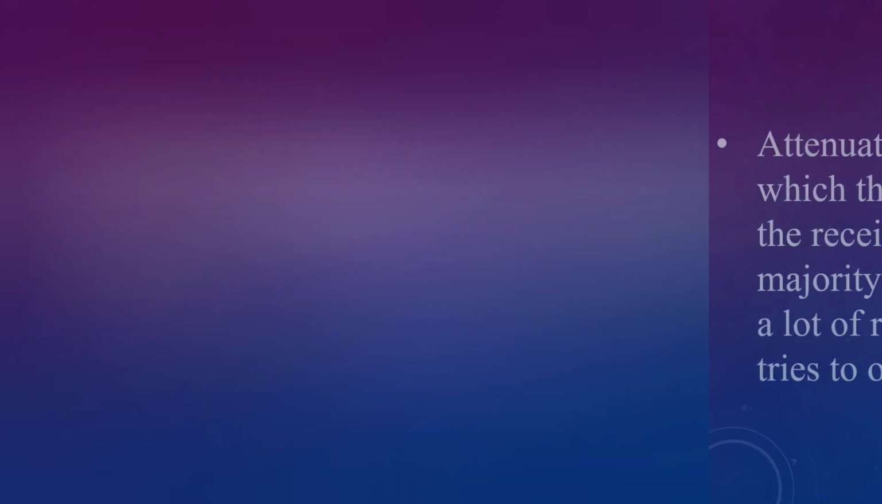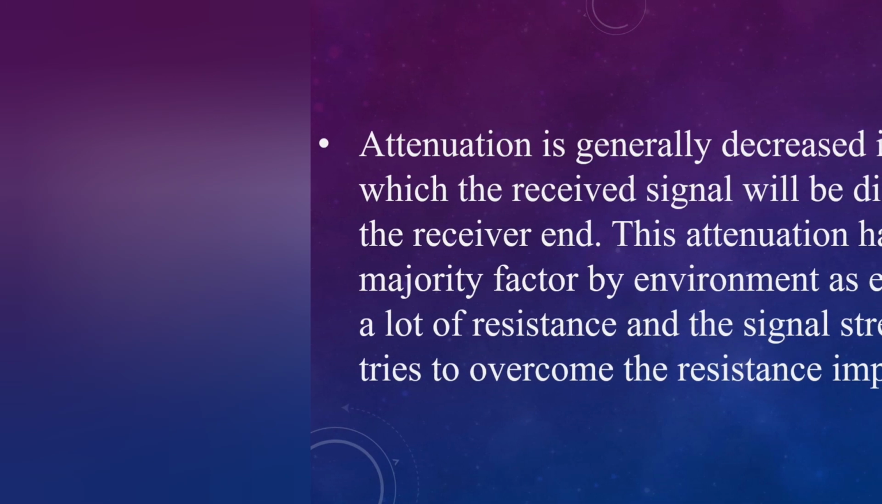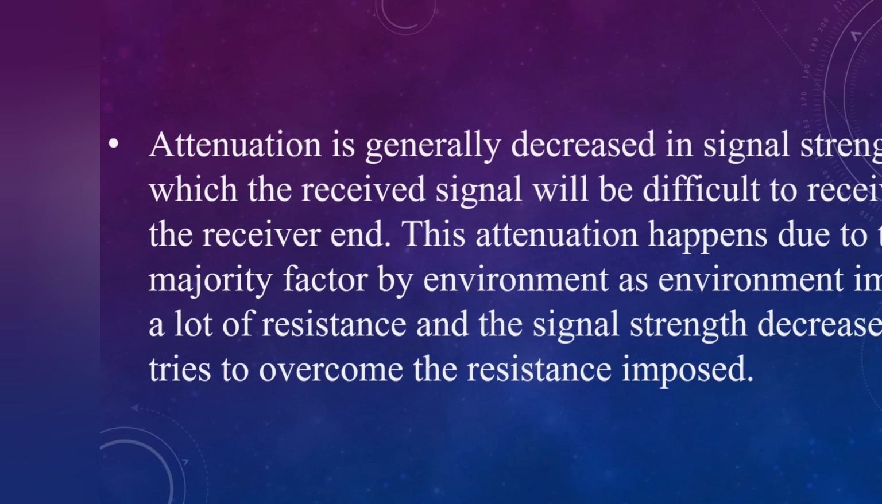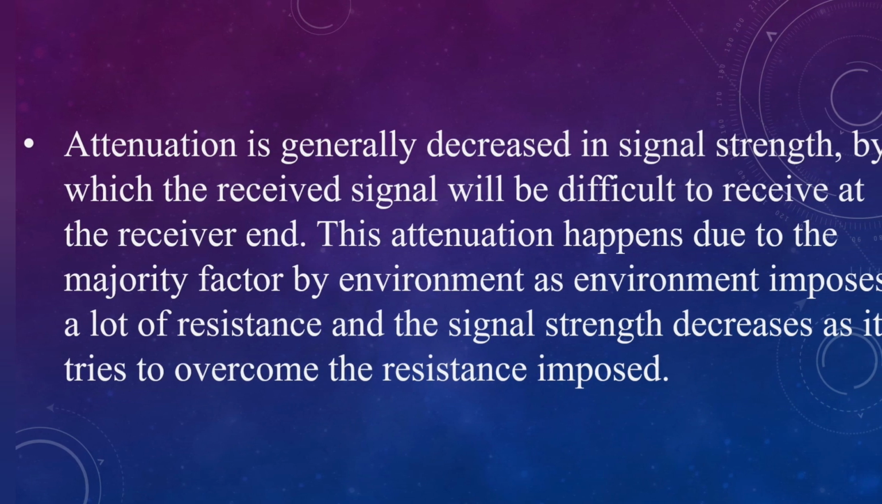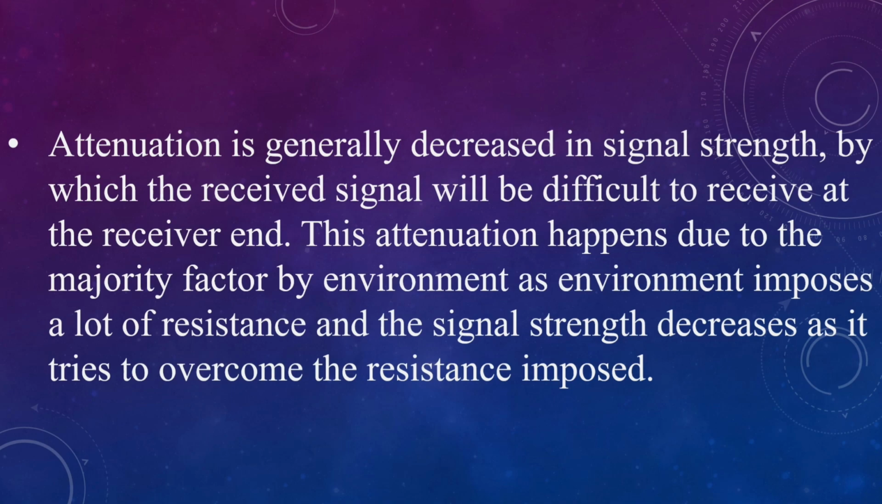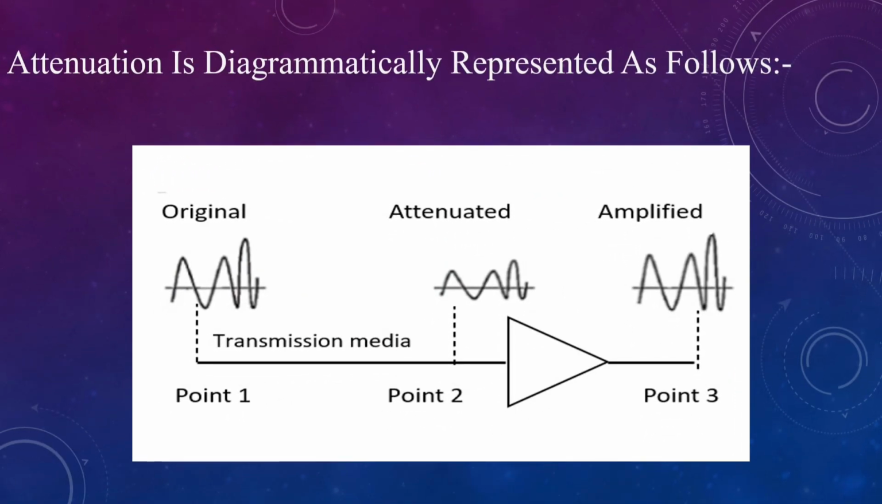Attenuation. Attenuation is generally a decrease in signal strength, by which the received signal will be difficult to receive at the receiver end. This attenuation happens mainly due to the environment, as the environment imposes a lot of resistance and the signal strength decreases as it tries to overcome the resistance imposed. Attenuation is diagrammatically represented as follows.